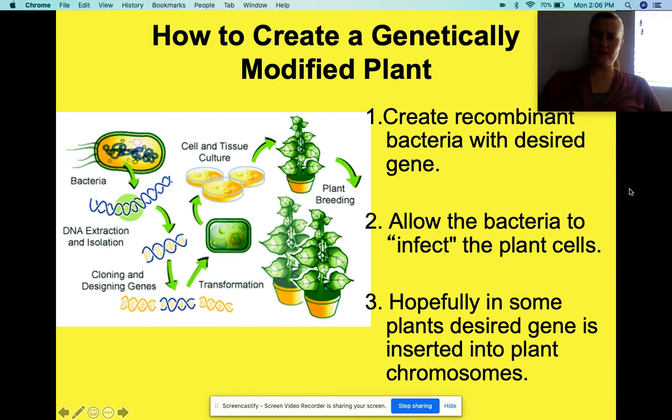And then this is a little information about how to create a genetically modified plant. Here's a little diagram. Basically, you create recombinant bacteria with the desired gene, allow the bacteria to infect the plant cells, and hopefully the desired gene is inserted into the plant's chromosomes.